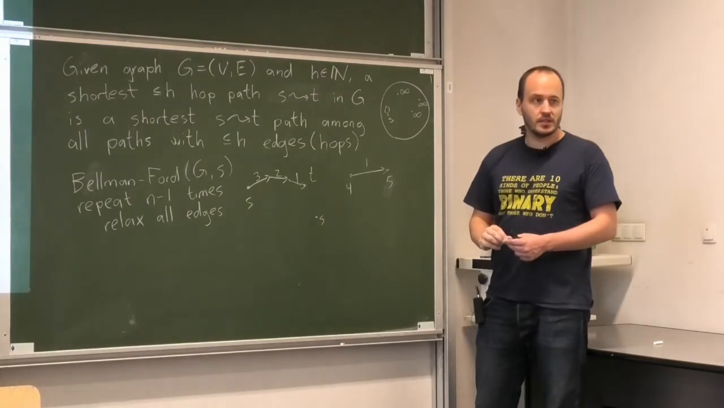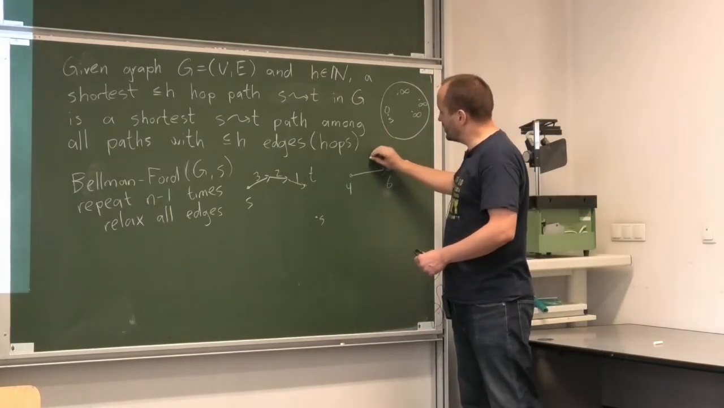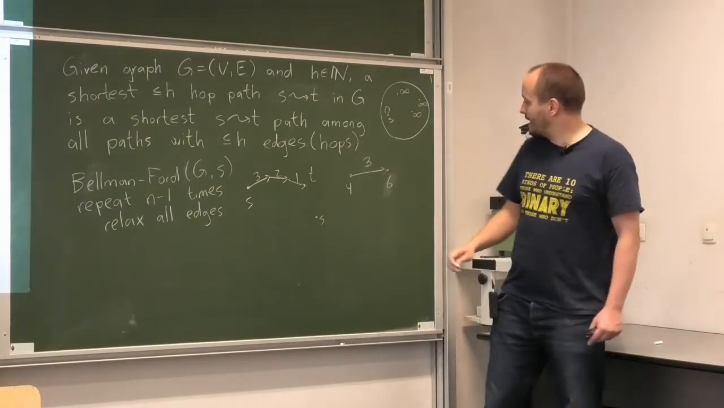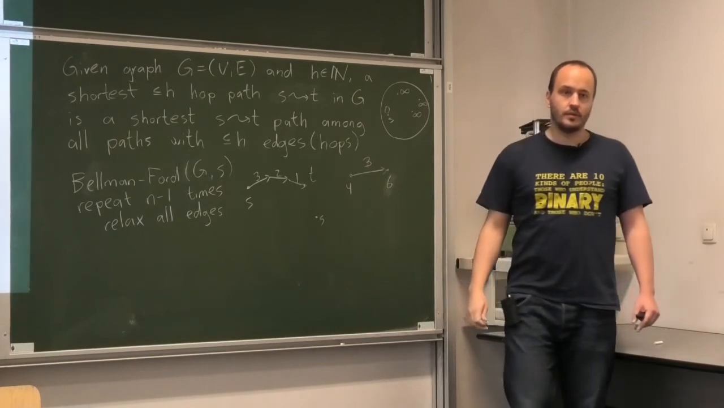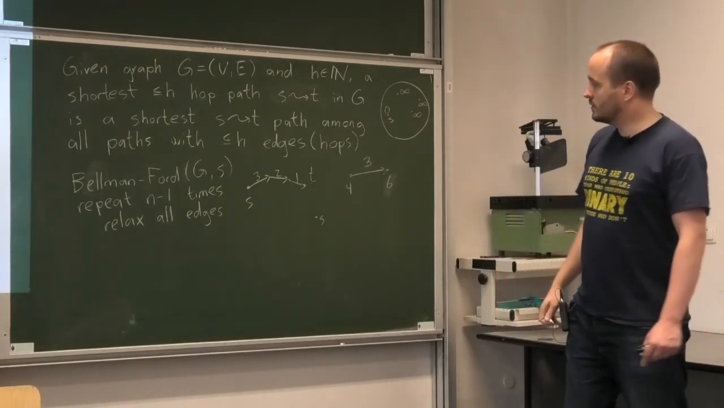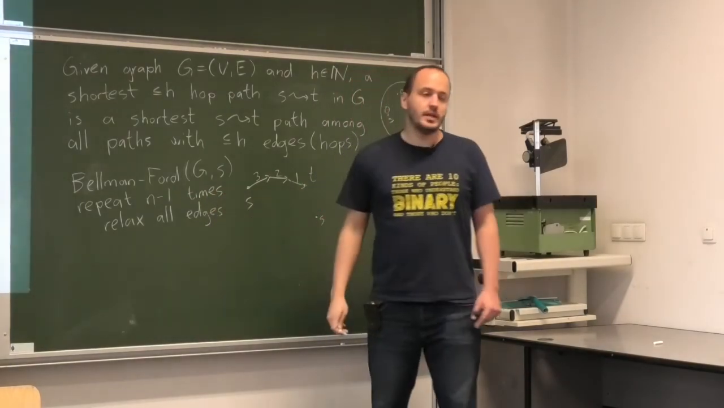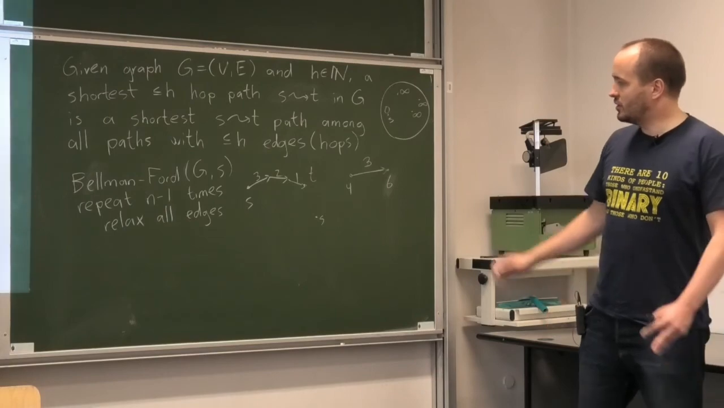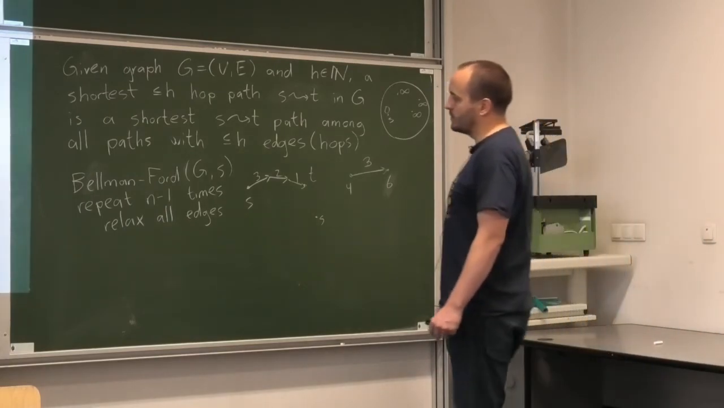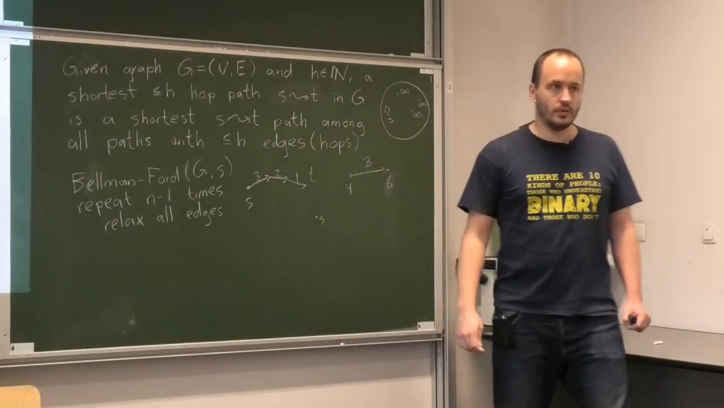That's a relaxation step. Okay, so if, for instance, this had weight 3 and we relax this edge, nothing will change because we didn't find a better path. So this is Bellman-Ford. Repeat this many times, relax all the edges in any order you want. And then you can show that, assuming there are no negative cycles reachable from the source, that this will give the shortest path to all the vertices.